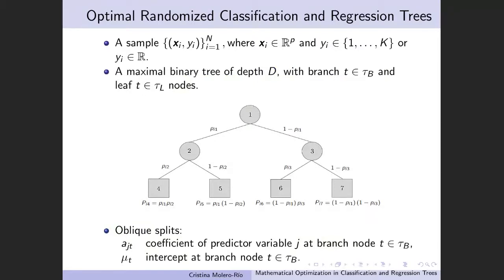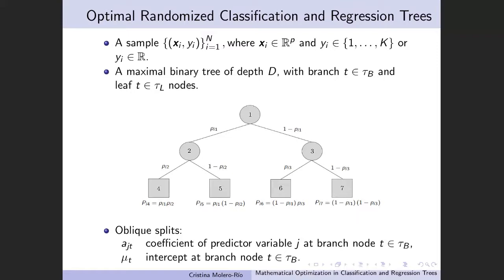We are going to construct our trees. We depart from a sample of n individuals where P predictor variables are measured, and each individual has associated a class label in case of classification, or a continuous measurement in case of regression. We want to build a maximal binary tree of depth D. So the set of branch nodes are known in advance. Here, the nodes 1, 2, and 3, and the set of leaf nodes also are known, which are 4, 5, 6, and 7 in this example.